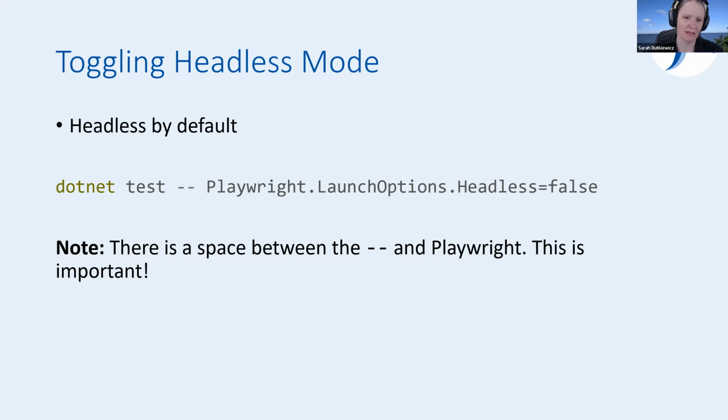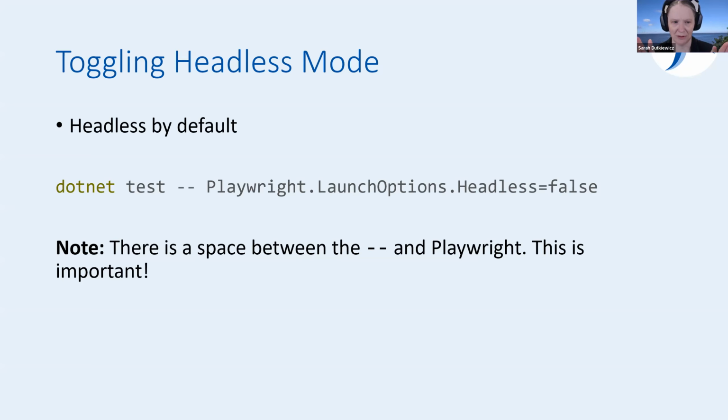Now, there are multiple ways that you can run the tests, either headless or not headless. One of the ways you can do it is using .NET Test and passing in the launch options. I need to call this out explicitly because I have seen this and I have run into it myself. When you do the command .NET Test, it's a space and 2 dashes or 2 hyphens, and then another space, and then it's playwright.launchoptions. Whatever your launch options are. There are spaces on either side of the double dashes or the double hyphens.